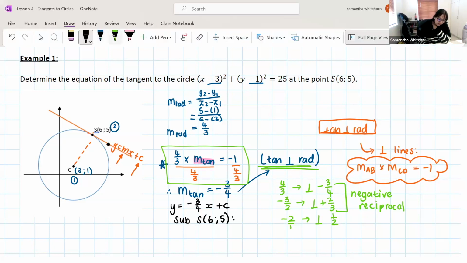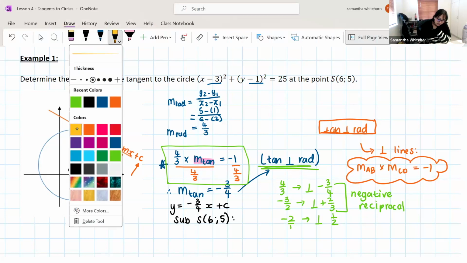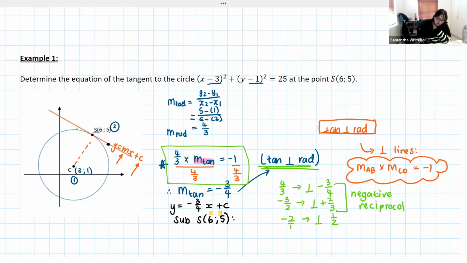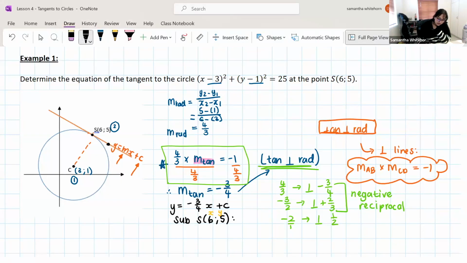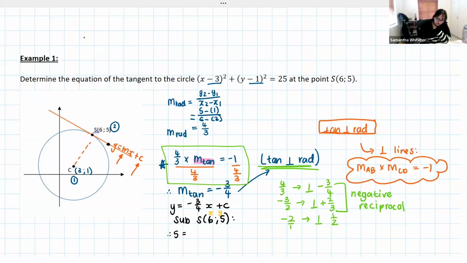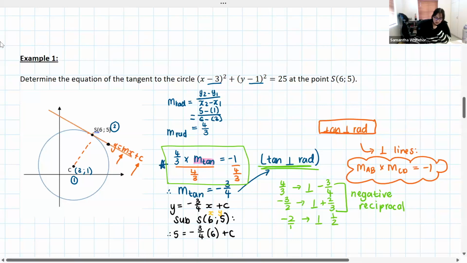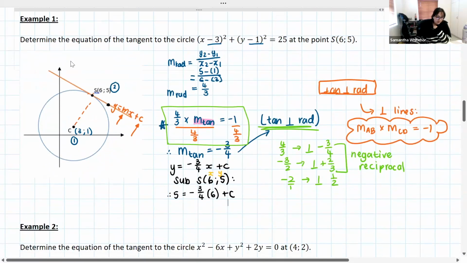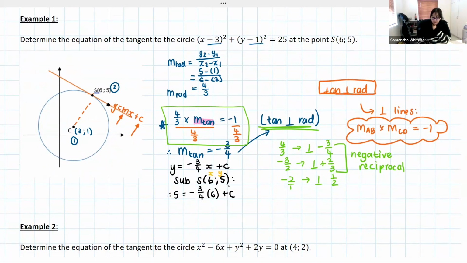Remember, any coordinate is an x, y value. So 6 is x, 5 is y. So 5 is equal to -3/4 times 6 plus c. Right, -3/4 times 6 is a value. It would be 9/2. I'm going to back myself. You can correct me if I'm wrong.